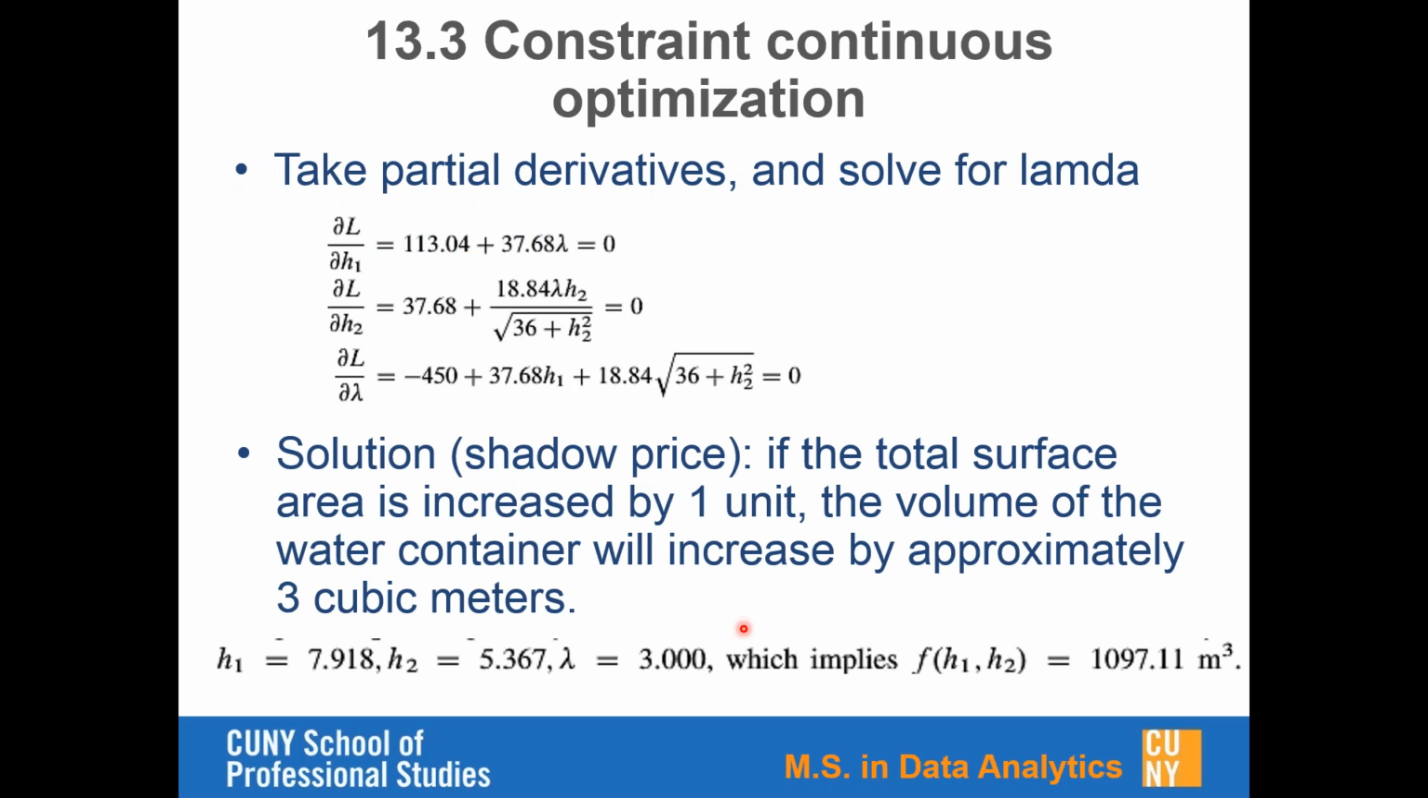And again, similarly, we got the solution. Okay, the total surface area is increased by 1 unit, so the volume of the water container increases approximately 3 cubic meters based on this lambda. So essentially, lambda itself is a shadow price. And then what is shadow price? Shadow price is, what if you increase the right-hand side by 1 unit? What's going to happen to your objective function?